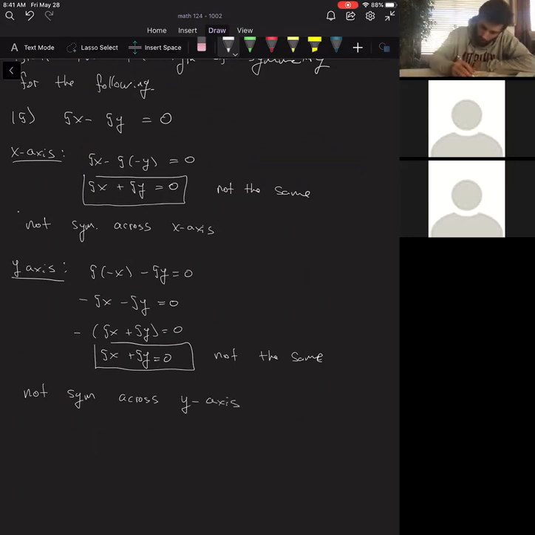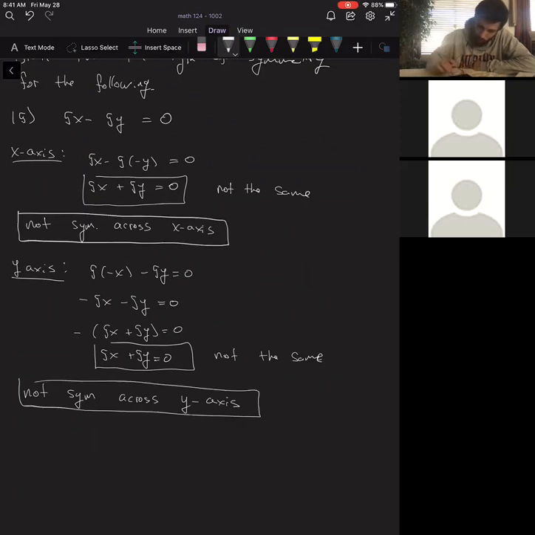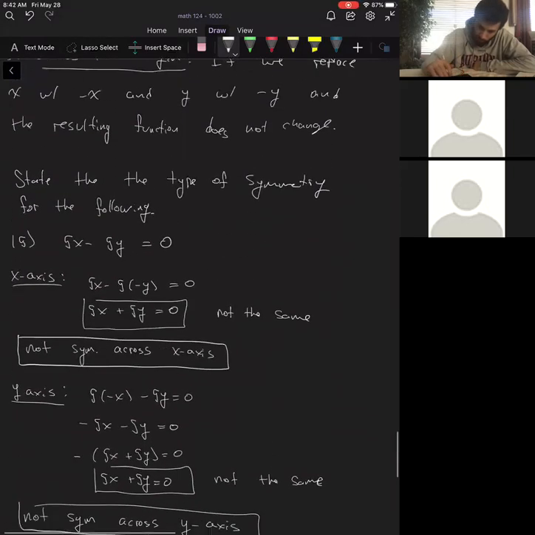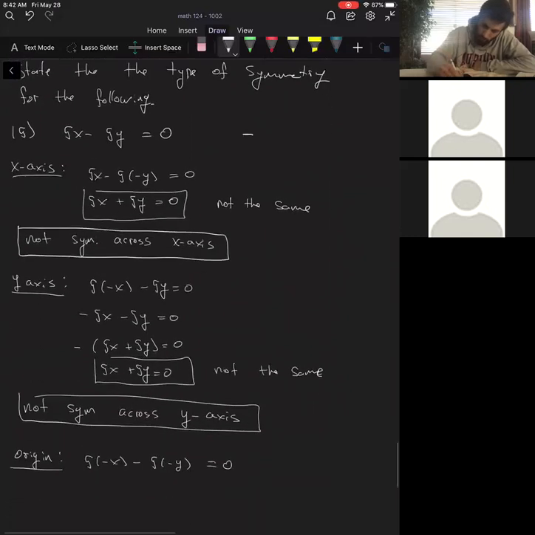Okay, so not symmetric across the x, not symmetric across the y. All right, let's try the last one, the origin. This is telling us to replace x with minus x and y with minus y and see what happens. So we're going to have 5 times minus x minus 5 times minus y is equal to 0. All we did here is replace the x with minus x and the y with minus y. Now let's simplify and see what happens.